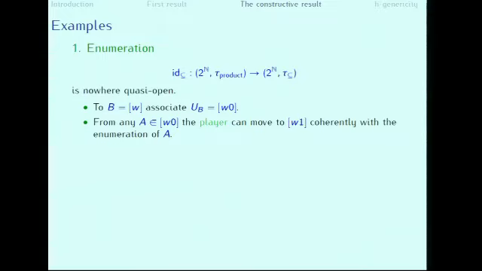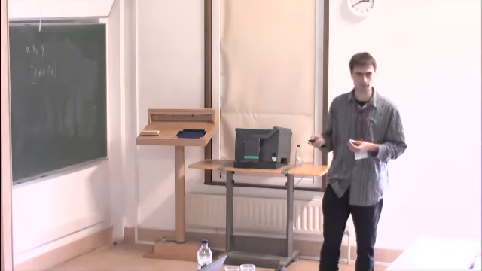To B, you associate the cylinder extended with 0. So the idea is that the player can start to choose some A in this cylinder, and at any time it can change his mind and put a 1 in place of 0. So if he discovers that the opponent computes a 0 here, then he can put a 1 and he will defeat the opponent. And this will be consistent with the enumeration of A that has been made so far.